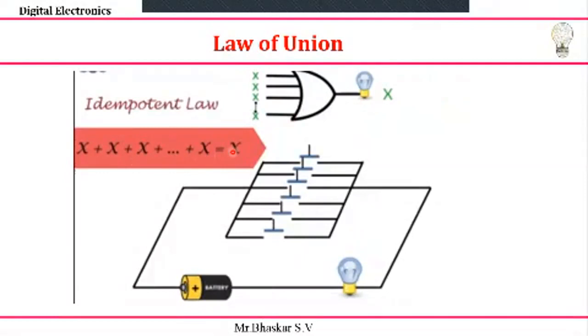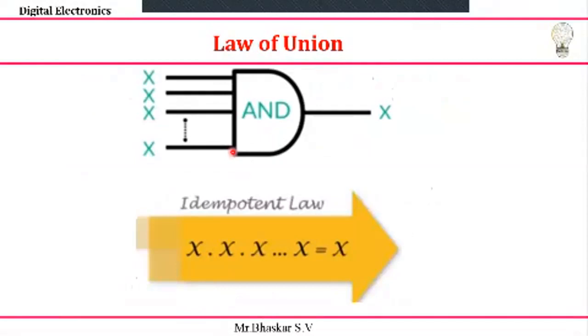Similarly, next we look at the idempotent law for an AND gate. In the AND gate, we take the values of x and connect them to the AND gate. What is the output we are getting? It is x only. So x dot x means we are getting x only. Whatever the value, suppose you take 1 1 1 1, I'll get 1.